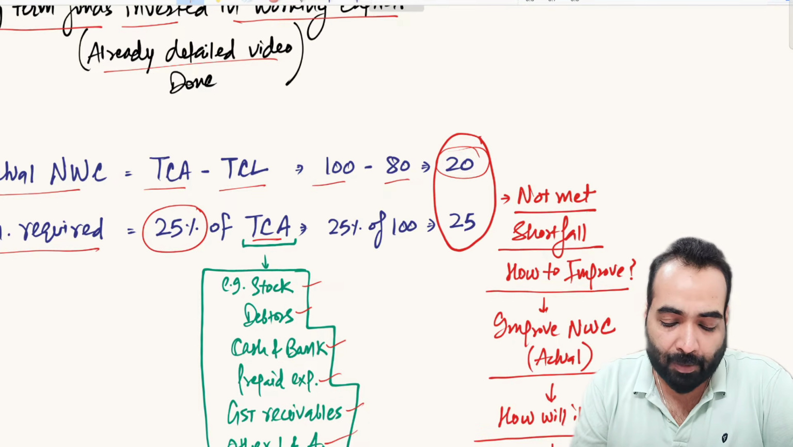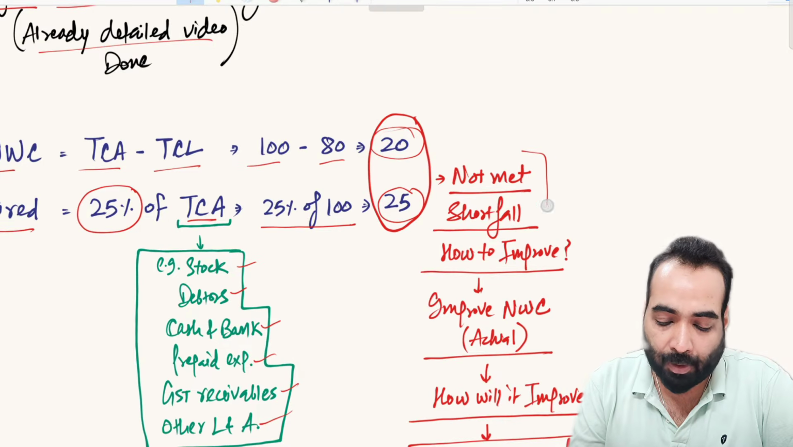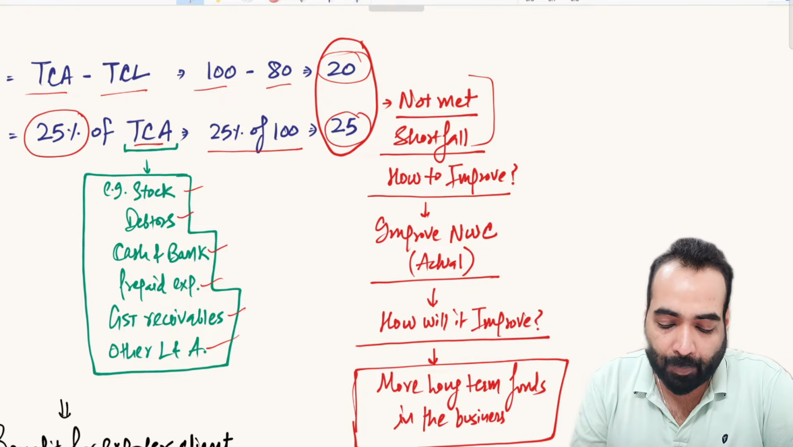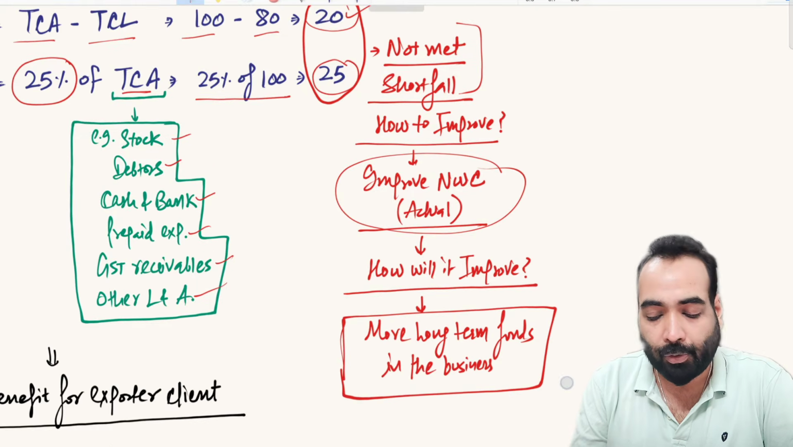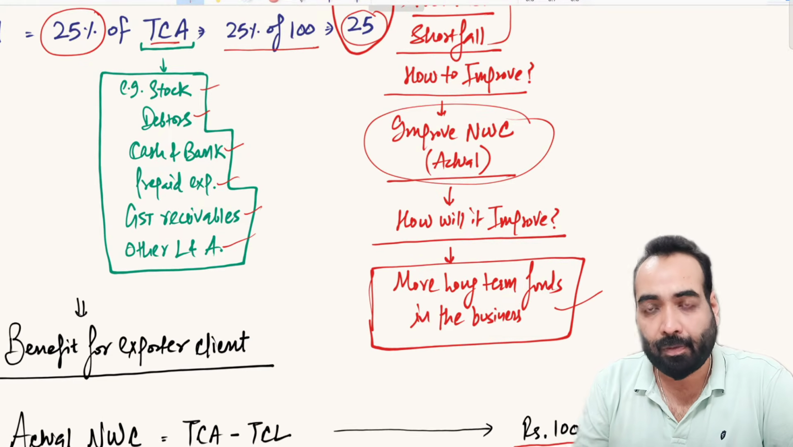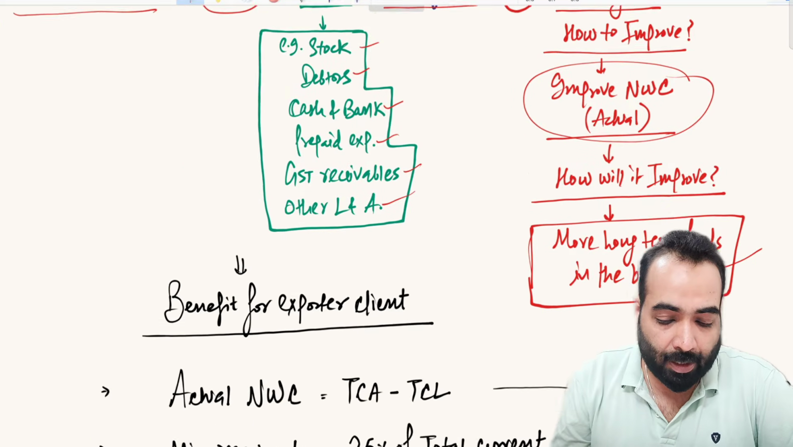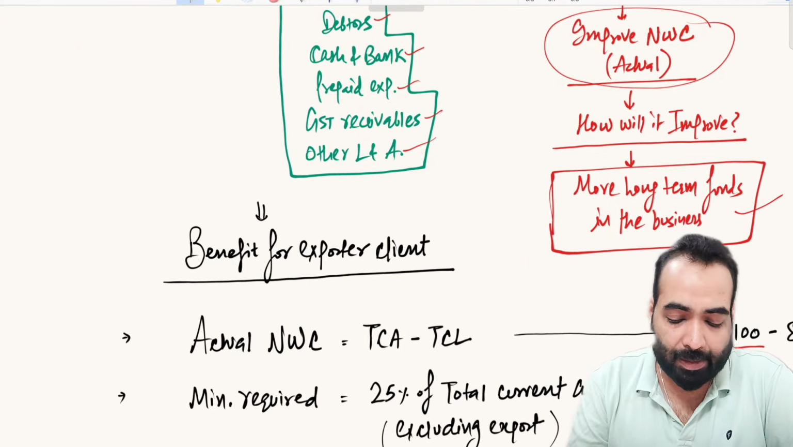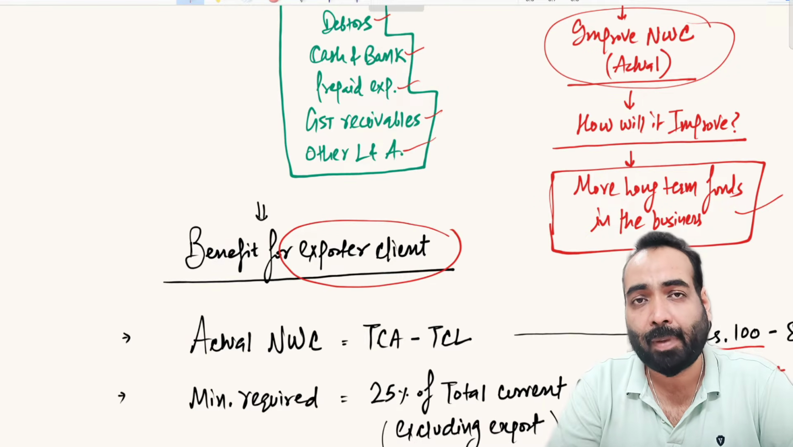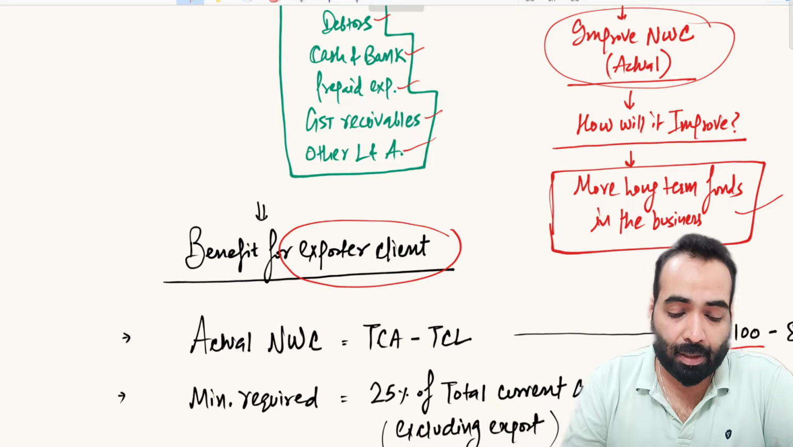So 25% of rupees 100 is 25 rupees. That means there is a shortfall. Eligibility is not met. How do you improve? Improve actual NWC. You need to improve that figure. And how do you improve that figure? You need to bring more long-term funds in the business, which gets invested in short-term assets, right? Practically speaking, in the banks, there is one additional benefit given to the exporter clients, which is allowed by the government RBI to the exporter customers.